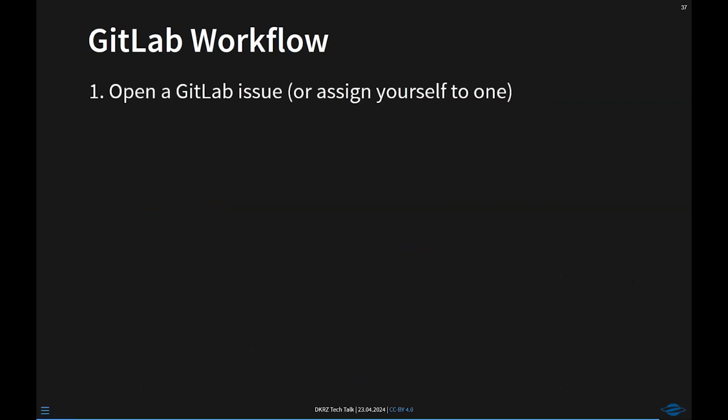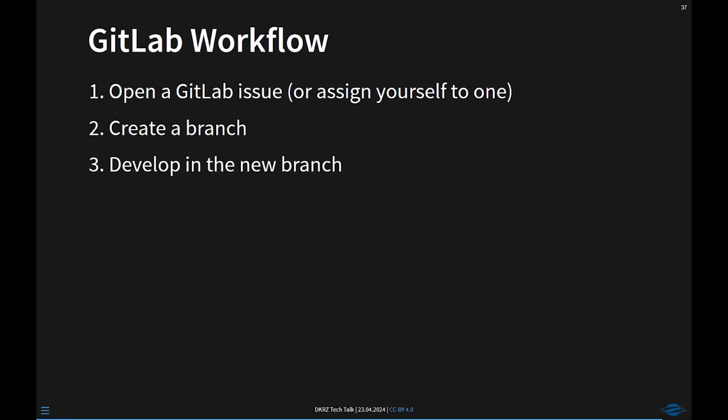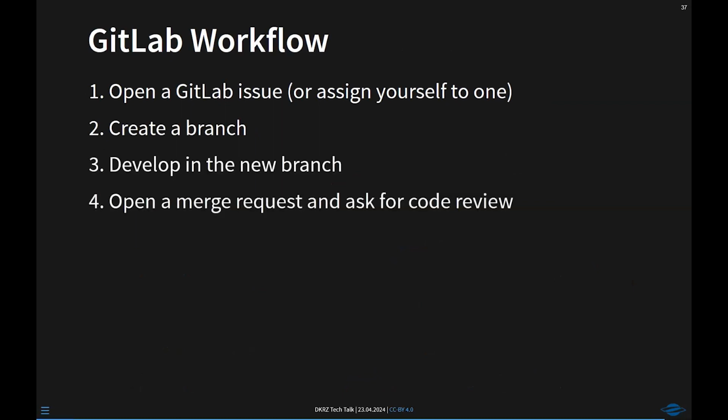Of course, we talked about the GitLab issue. That's where it should all start. So you start with the GitLab issue. You can assign it to yourself or people you know that want to work on this issue. Assuming that you already have a clone of the repository, you then create a branch. Then you develop everything in the new branch. You commit everything, and when it's done, or even before that, you can open a merge request and ask for the code review when all the pipelines have passed and you are done with the development.